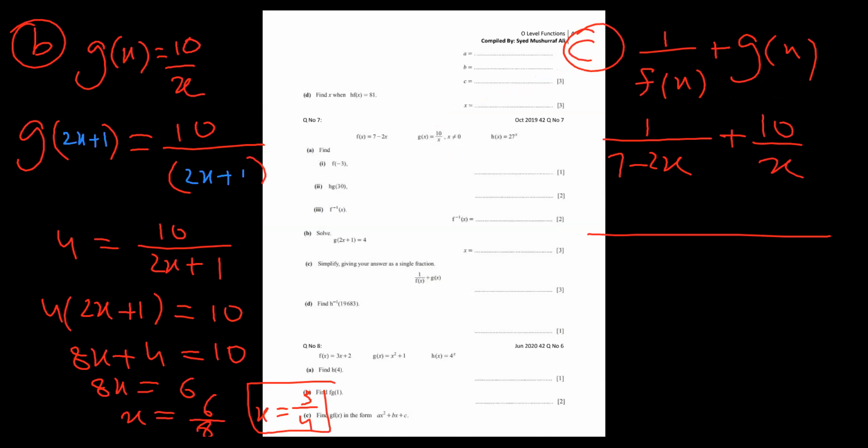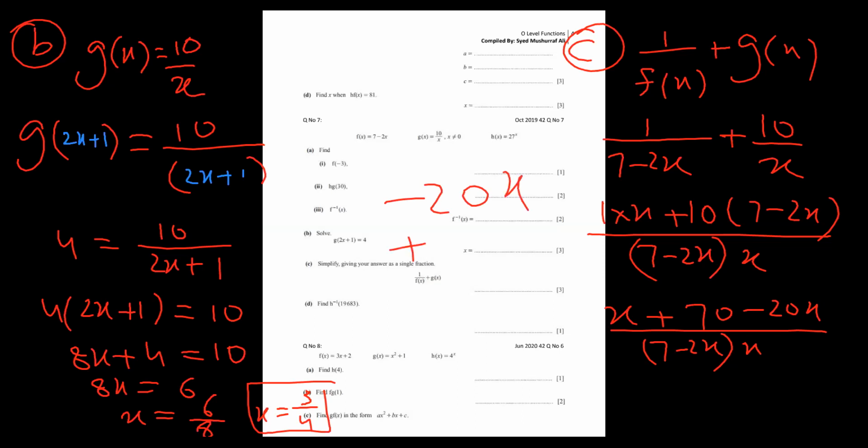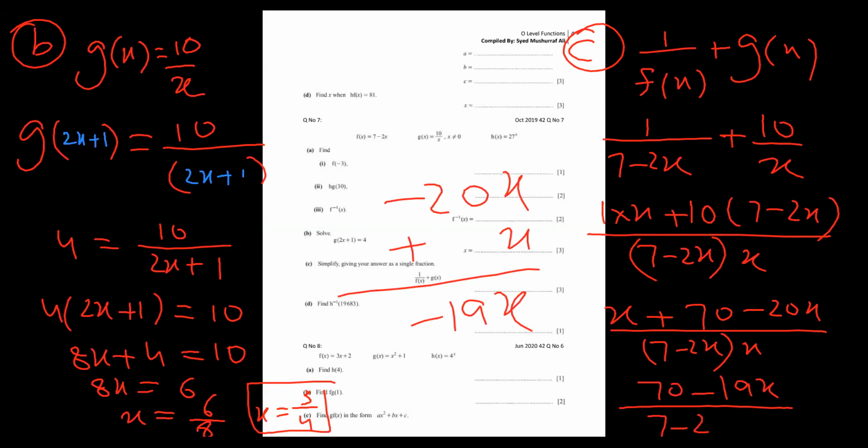Now I will take the LCM because I can't take a common denominator directly. So what is the LCM? The product of both. After that, this x multiplies here, done, and this value multiplies here, done. So 1 times x, and 10 times 7 minus 2x. 10 sevens are 70, and 10 twos are 20. The denominator I will not multiply, as said before. Now this minus 20x and plus x. When signs are opposite, we always subtract. We get negative 19x. So my answer is 70 minus 19x divided by (7 minus 2x) times x.